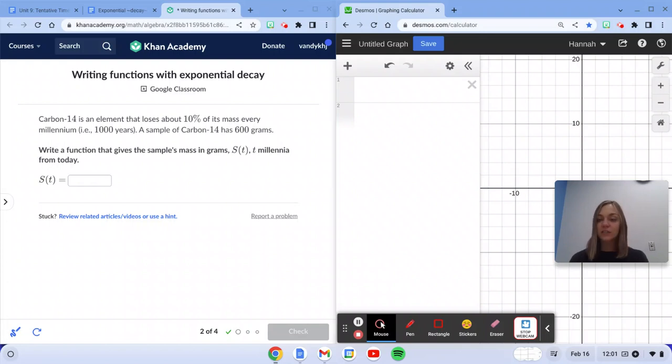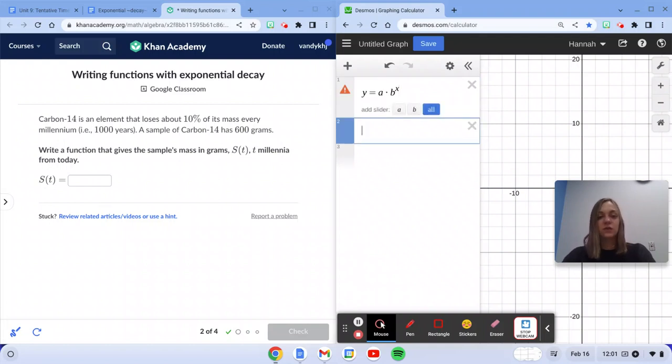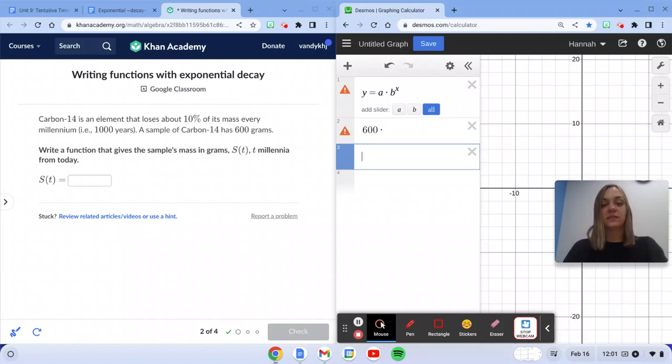So we're going to write an equation. We're not solving for anything, simply writing an equation using t as our variable because that's what Khan gives us. So I know if I use y equals a times b to the x, a is going to be the initial value, which is 600. And then we have our rate of decay, which is 10%.